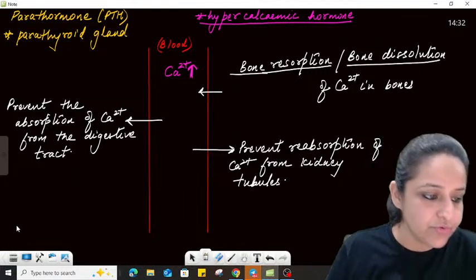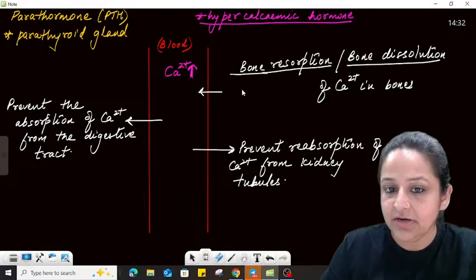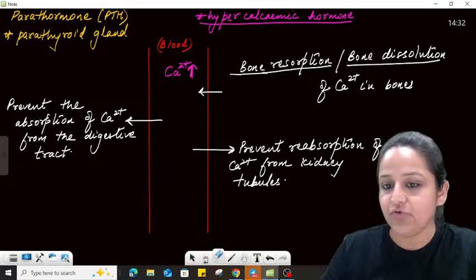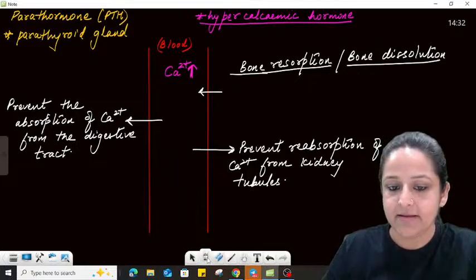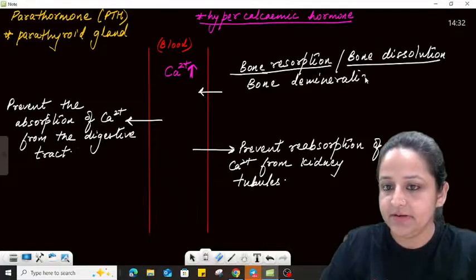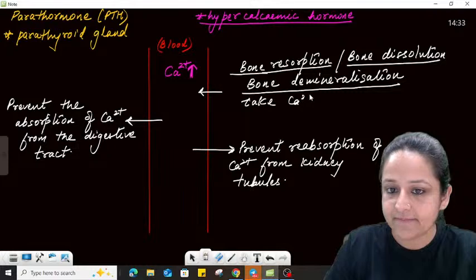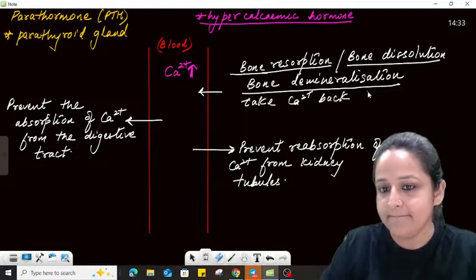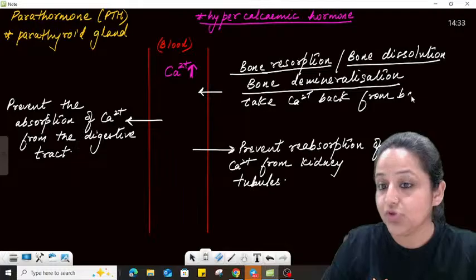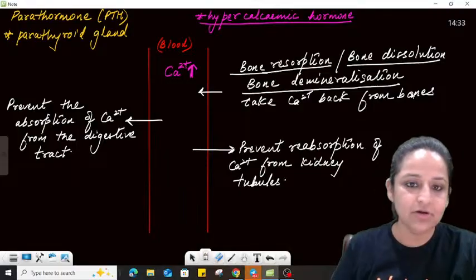And it is also called demineralization. It takes calcium ions from the bones. This is also called bone demineralization. They are going to take calcium ions back from the bones. This is how calcium ion is returned back to the blood.